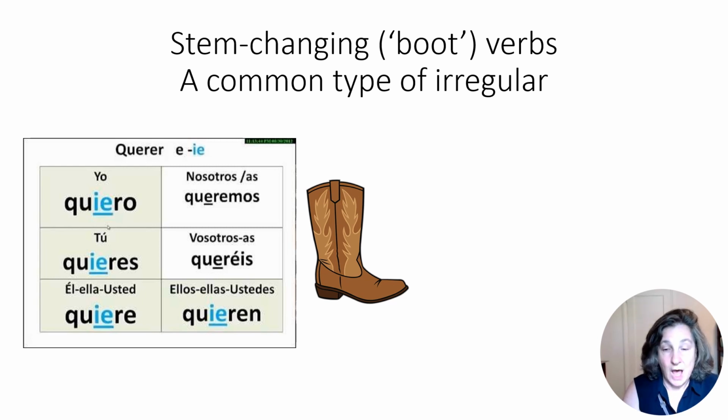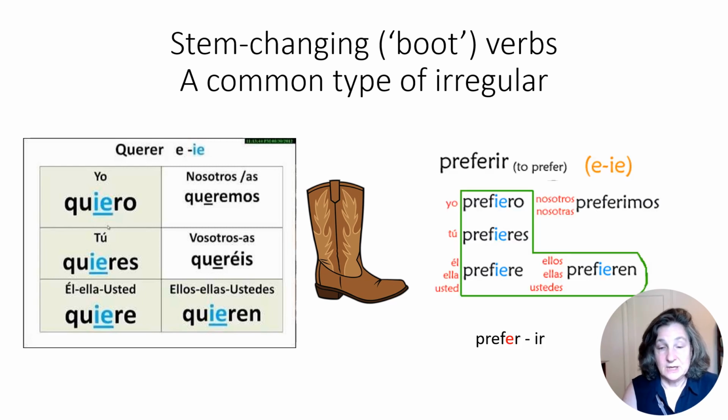Another E to IE boot verb in chapter 3 of our textbook is preferir, prefiero, prefieres, prefiere. This is a nice example because you can see which E changes. It's the last one of the stem, the one before the IR ending. So since boot verbs can be AR, ER, or IR, it's really a kind of mental gymnastics because you have to be alternating between the original vowel and the changed one. So here, E and IE, you have to alternate between them in the stem, and at the same time, you have to get the ending right.